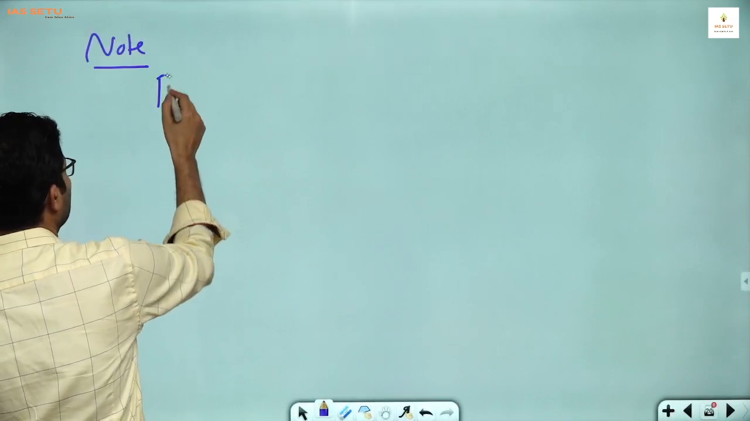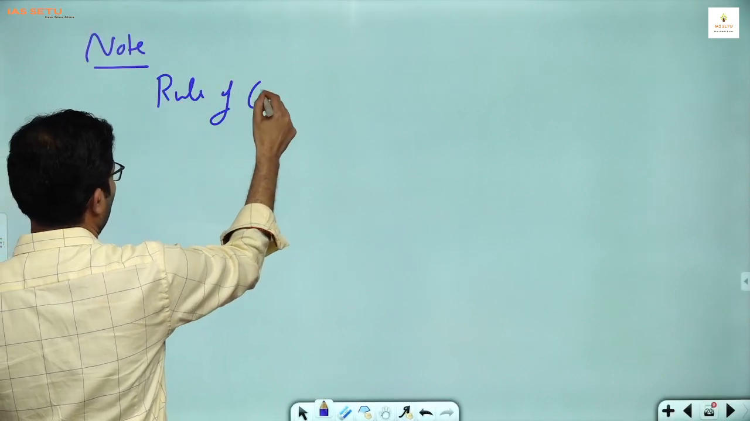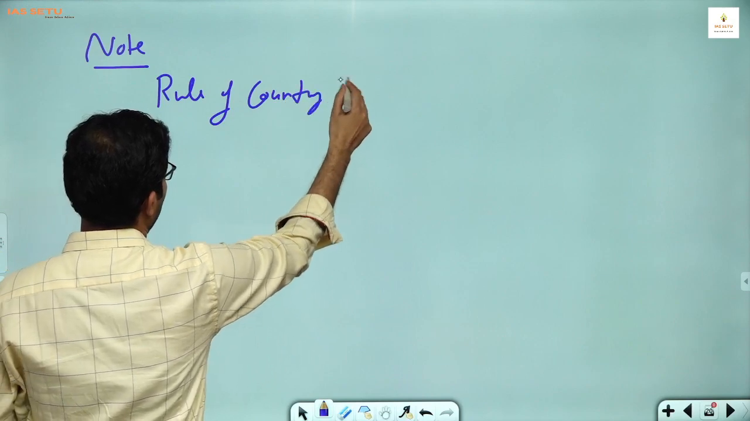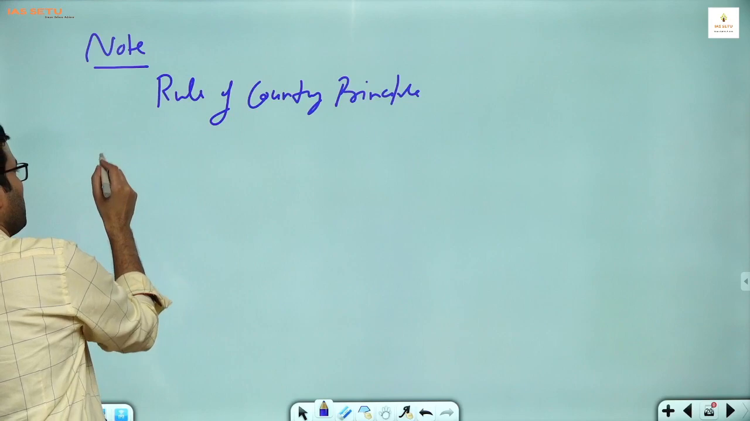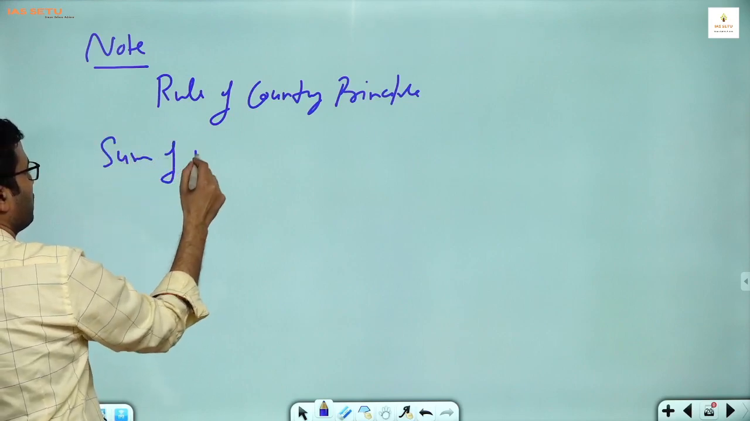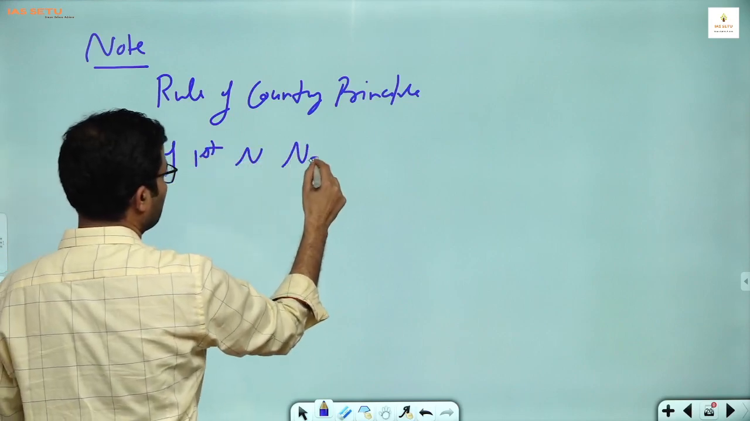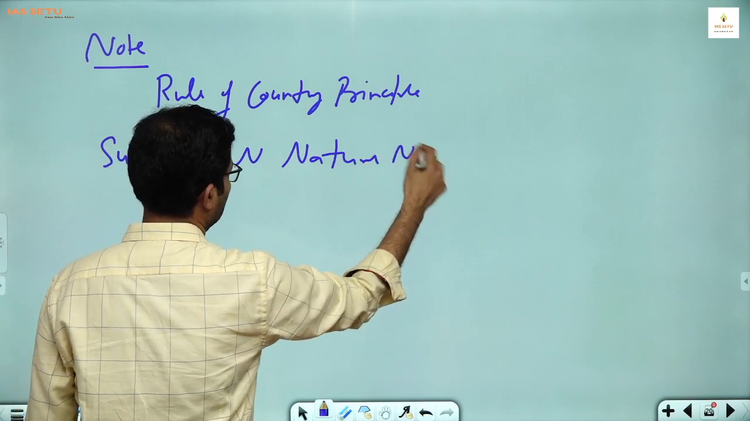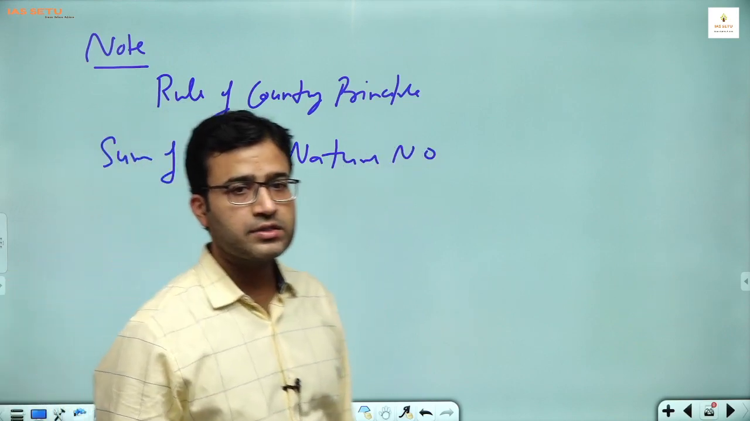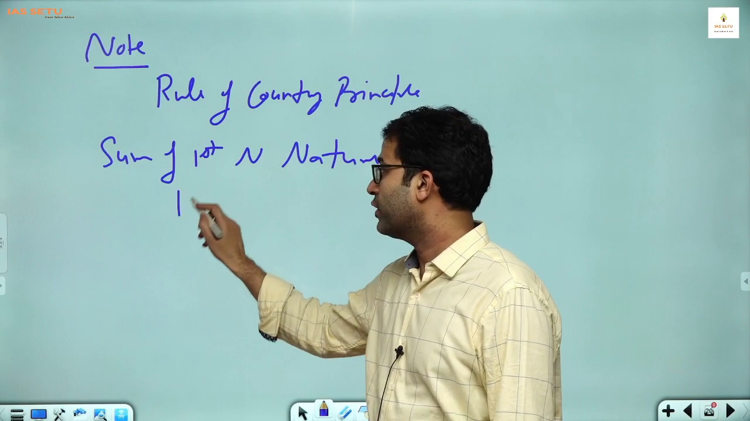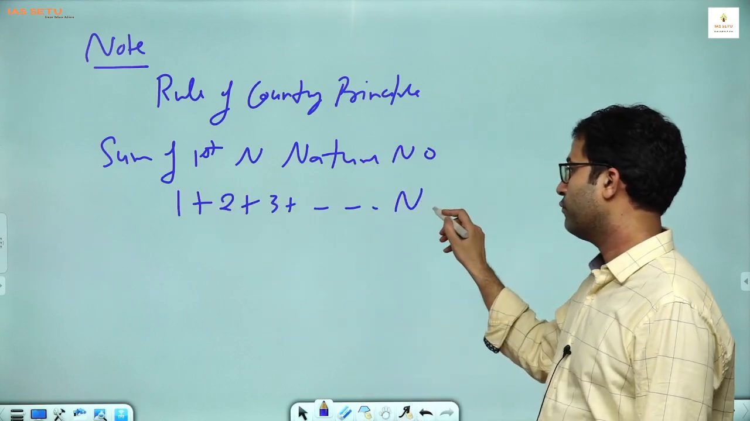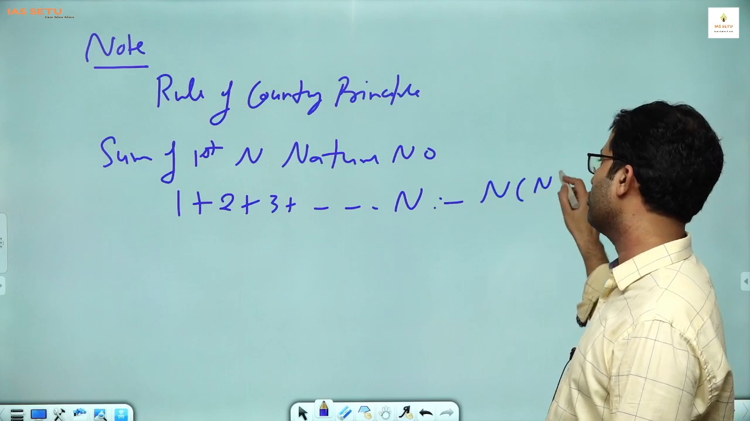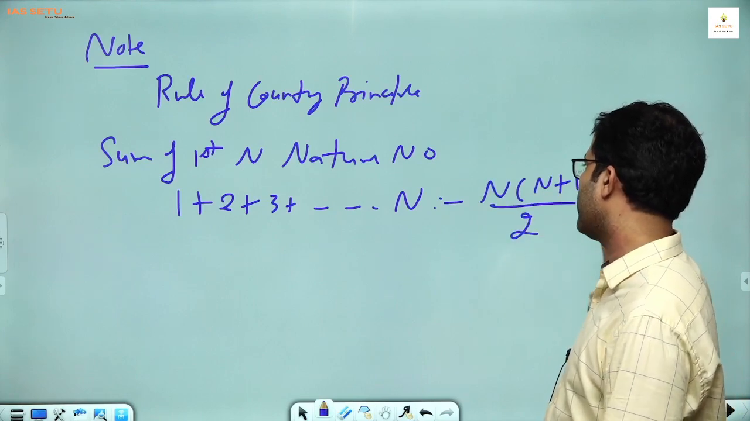Rule of counting principle. Sum of first n natural numbers, where we have 1 plus 2 plus 3 up to n. Formula hereby n into n plus 1 divided by 2.